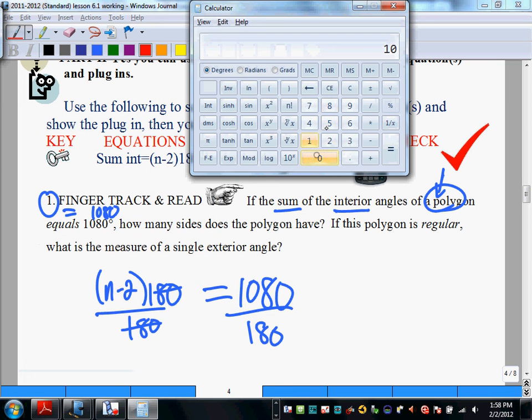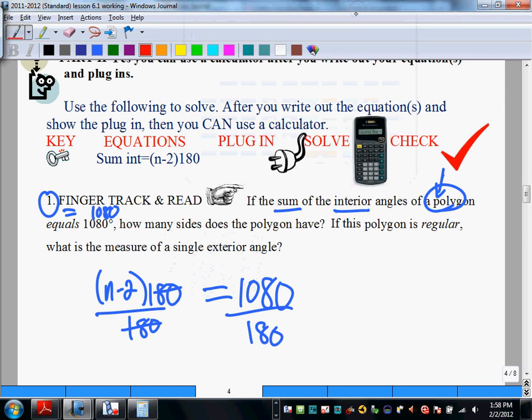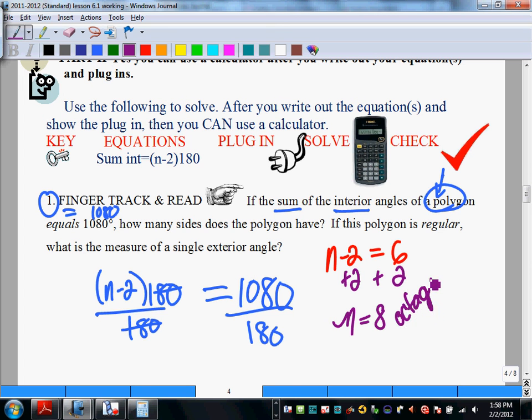Okay, so I'm going to do 1080 divided by 180. That's 6. So I have N minus 2 equals 6. N equals 8. So N equals 8. So what kind of polygon is it? Octagon.